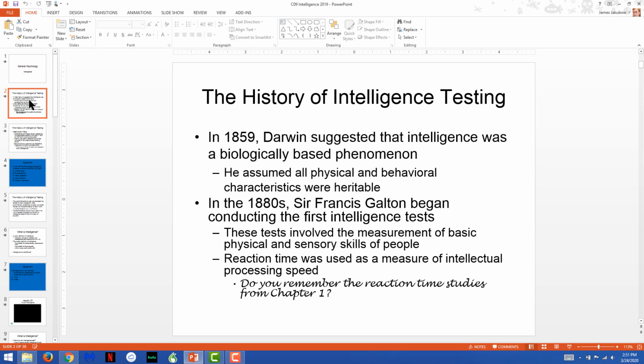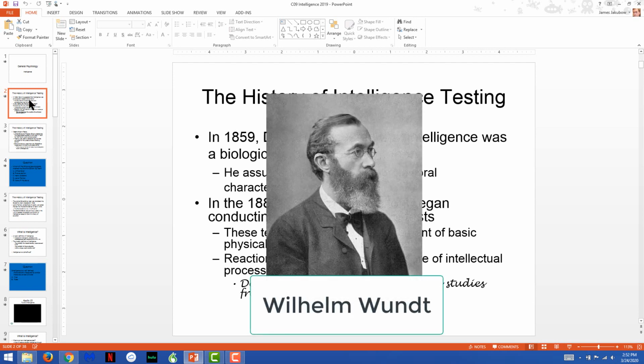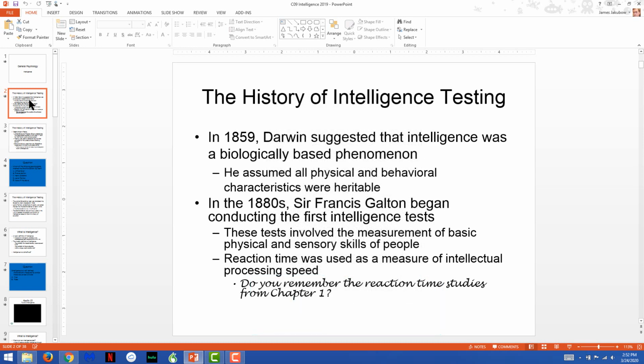Psychology does not get started until 1879, and again, it is not based off of evolutionary theory. Psychology gets started because a biologist got a job in a philosophy department and did not want to do traditional philosophical work. So when Darwin's theory of evolution comes out in 1859, all physical and behavioral characteristics were assumed to be heritable.